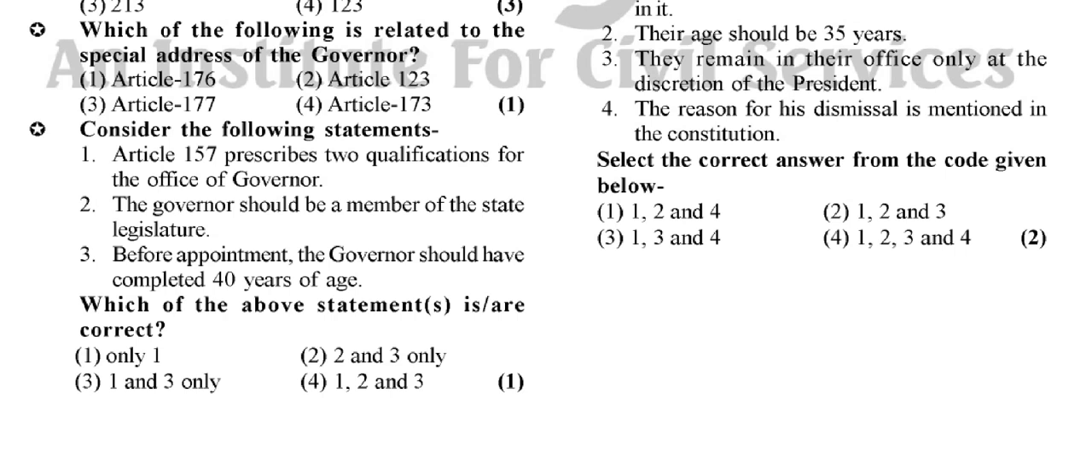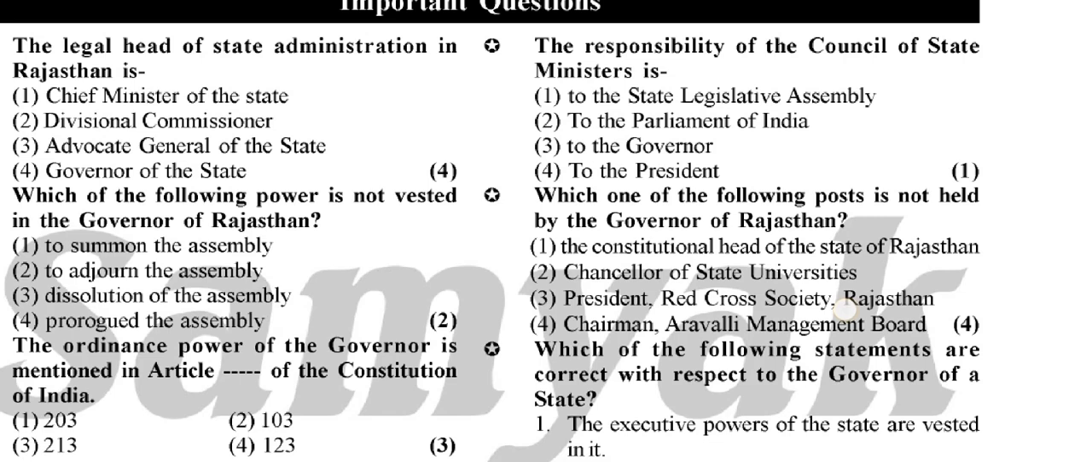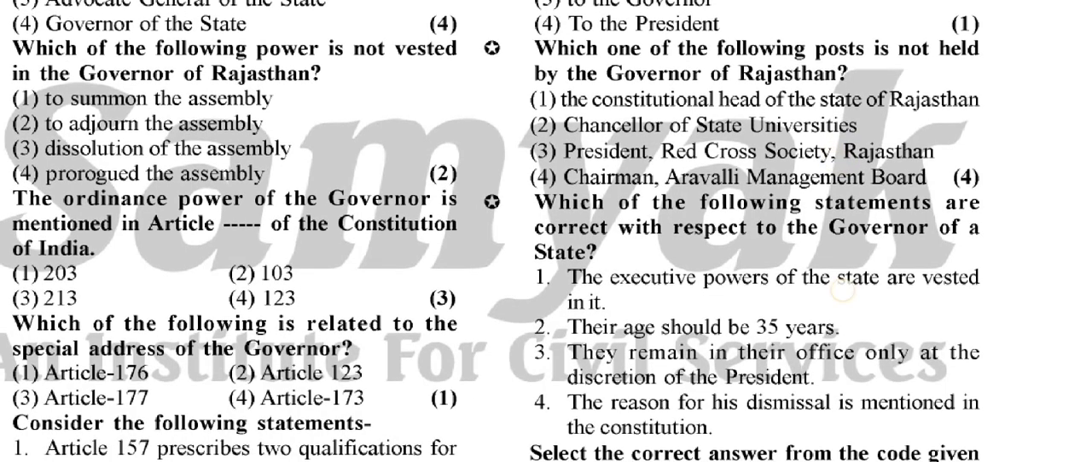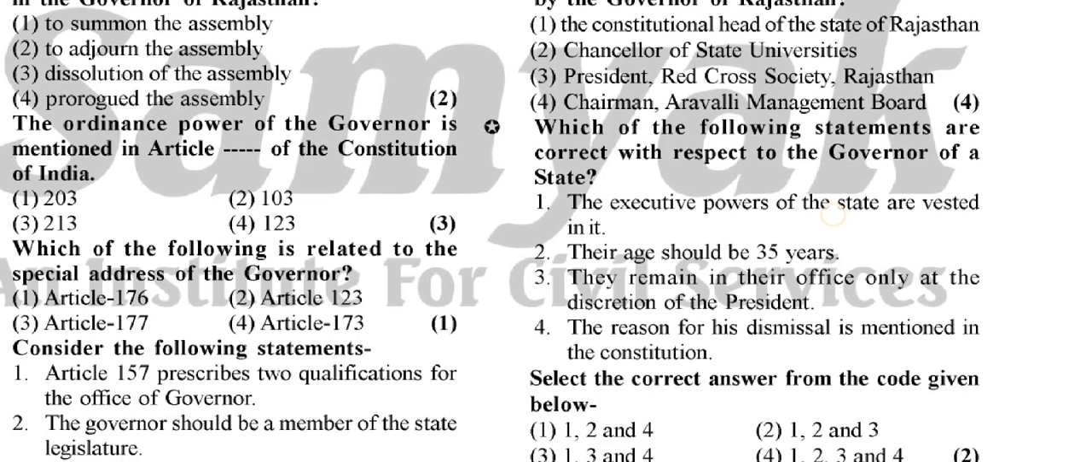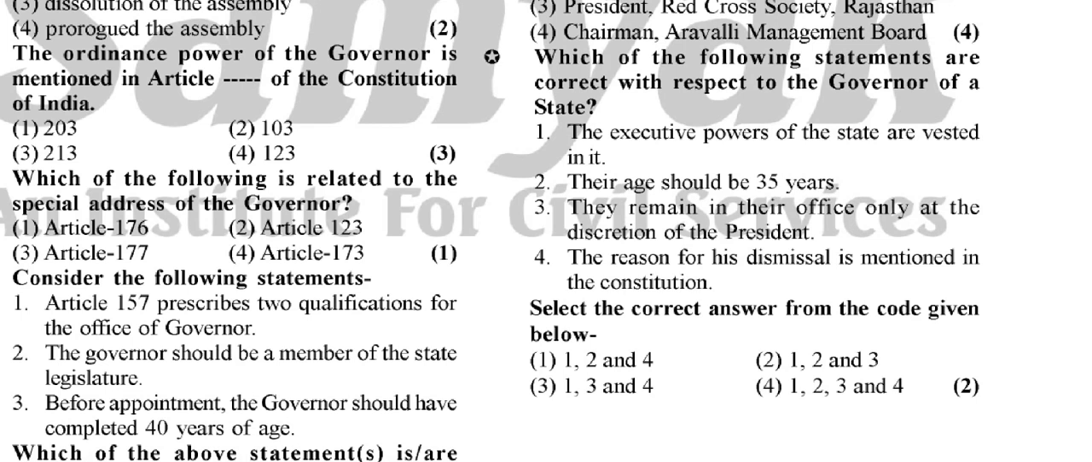Consider the following statements. Article 157 prescribes two qualifications for the office of governor. The governor should be a member of the state legislature. Before appointment, the governor should have completed 40 years of age. So only the first is true. The responsibility of the Council of State Ministers is to the State Legislative Assembly. Which one of the following posts is not held by the governor of Rajasthan? Chairman, Aravali Management Board.